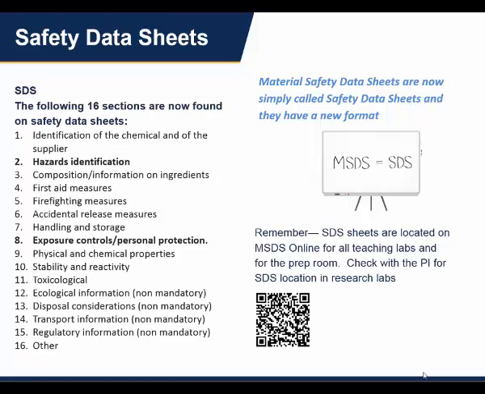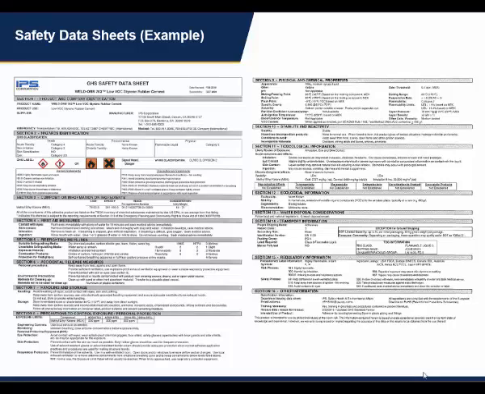Again, all of the SDS sheets are located on MSDS Online for all teaching labs and for the prep room. Each PI will have their own SDS location, and you need to check with the PI for your research lab for where this is. Again, this QR code will take you directly to the MSDS Online for all of the school, with information about all chemicals stored within the school.